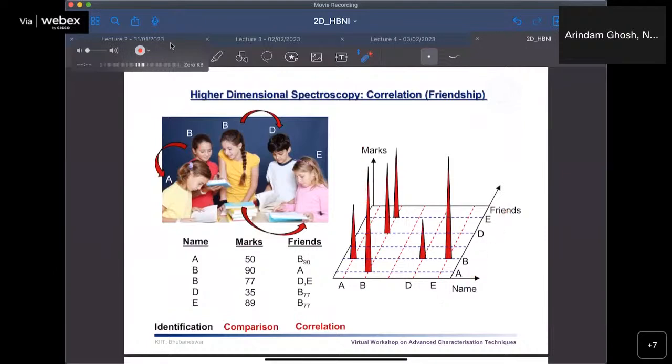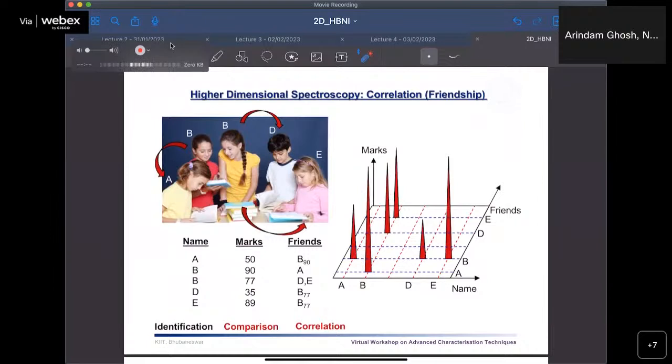Now look, I do not have that problem, because I can see that the B has the same name, but the friend B, that person has got 90, who is a friend with A, correct? So this B who has 90 is a friend with A. That means the B who is a friend with A is 90. Another B who is a friend with D and E has got these particular marks, 77. So these are 77 marks.